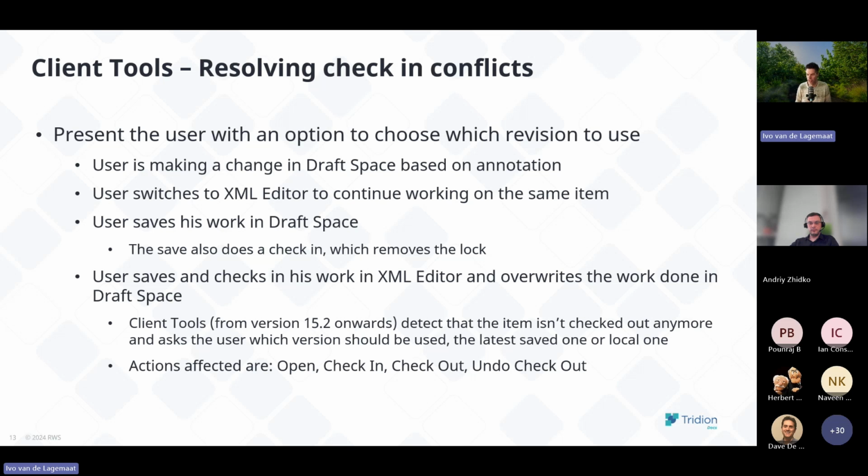That is very challenging. So we made the decision not to do it, and it's the people that actually have to make the decision. Which version do I use? The modified version in the XML editor, or the one that is currently checked in the repository? So people can make the change, and this also affects opening, check in, check out, undo check out. We try to detect it and guide the user a little bit to make the right decisions.